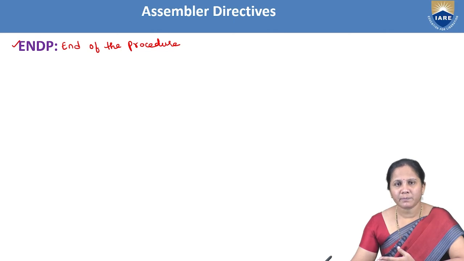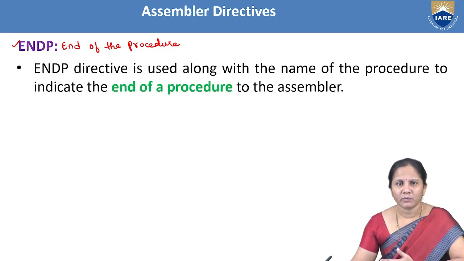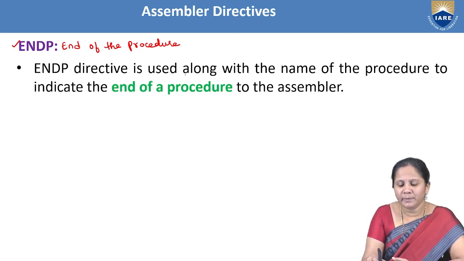So ENDP represents the end of the procedure. When the assembler executes this ENDP directive, it understands that this is the end of the procedure. Even here, if we write any lines related to the procedure after the ENDP instruction, those lines will be ignored. They will not be executed once ENDP is reached by the assembler. So the ENDP assembler directive is used along with the name of the procedure.